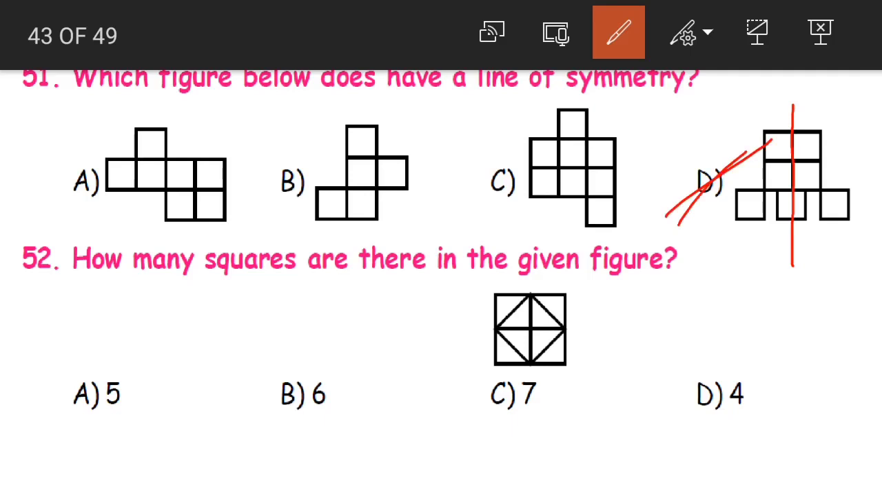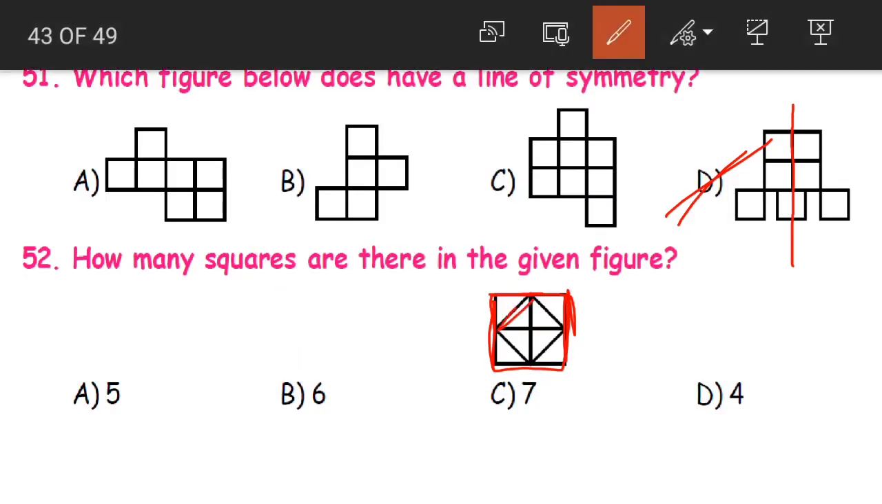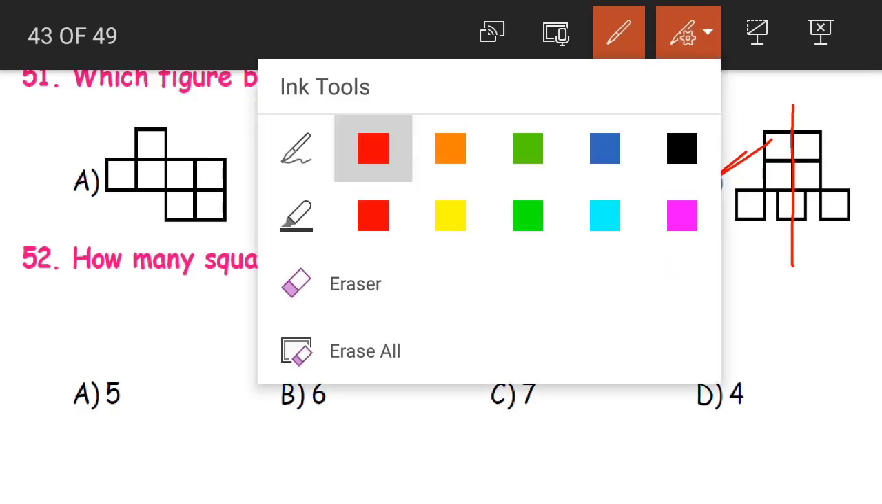Question 52. How many squares are there in the given figure, children? So what should we do? We should count the number of squares. Let us take the bigger one first, 1, and then again this is also a square. Yes, if you turn your mobile and see, it also looks exactly like a square. So that is square number 2.